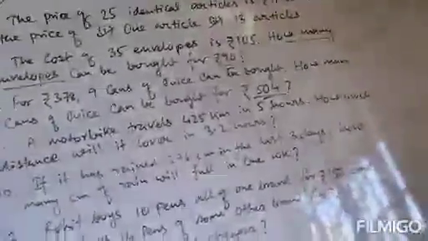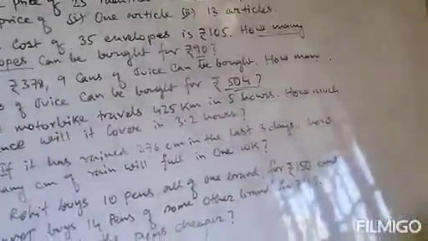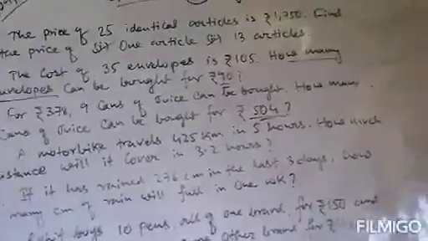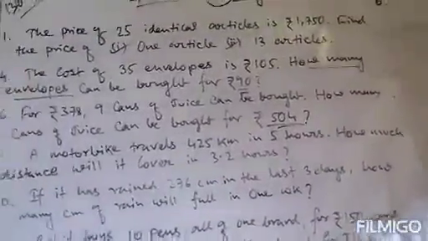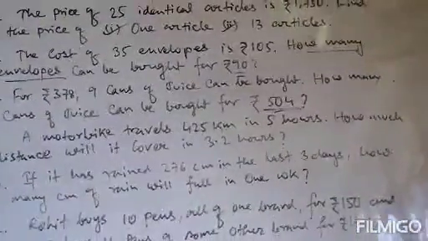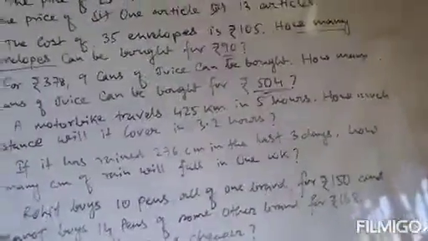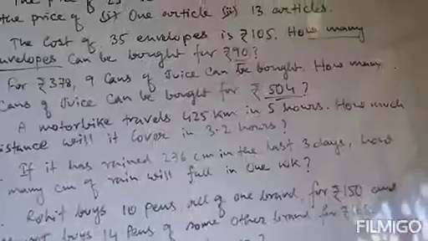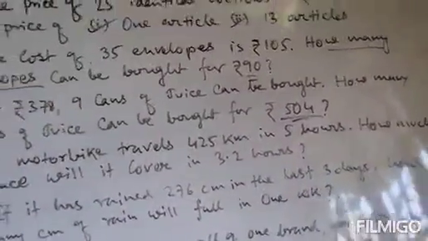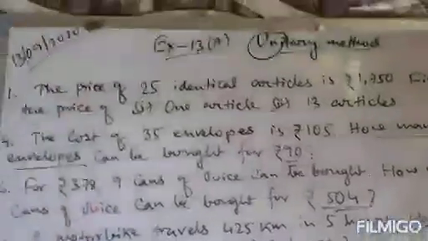So first we will calculate the cost of 1 can. Then, if we have rupees 504, we will calculate how many cans we can buy, because this is the unitary method. So we will first calculate the value of 1 unit, then we will calculate the value of the required quantity. That is the unitary method. So for rupees 378 we can buy 9 cans. That means 9 cans cost rupees 378.